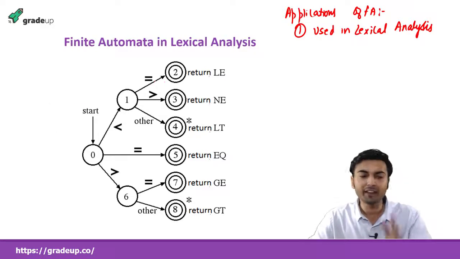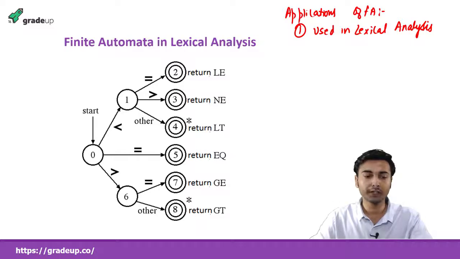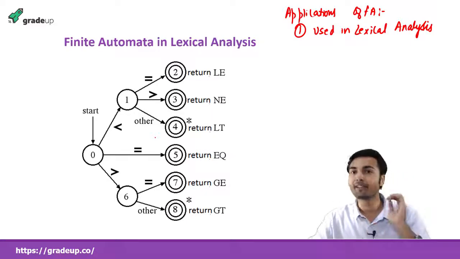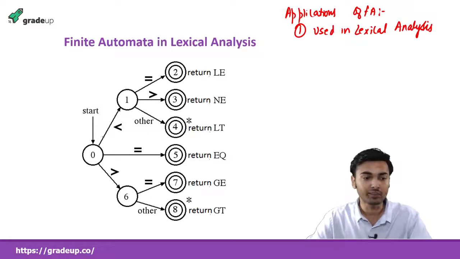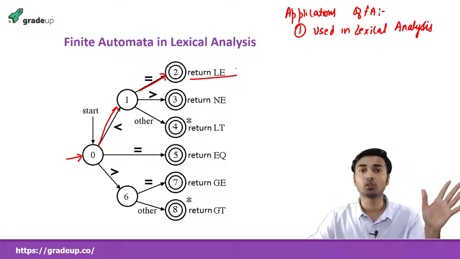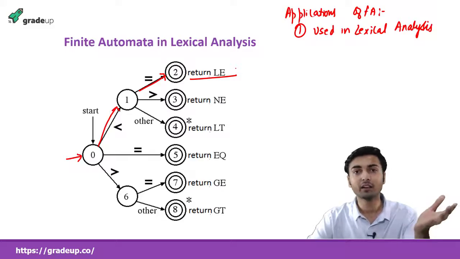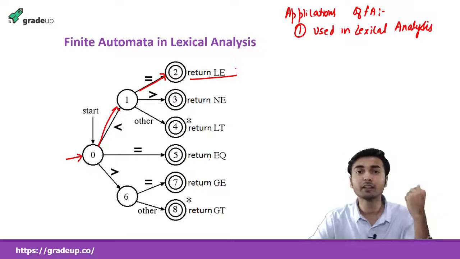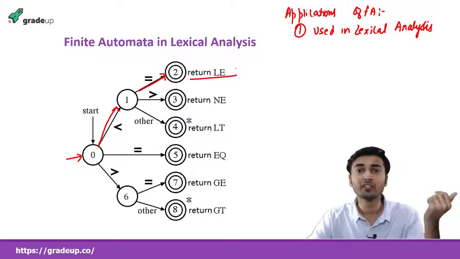See, I have taken a very small DFA. The final states are 2, 3, 4, 5, 6, 7 and 8. These are the final states. Now, what do these final states denote? See here, this is your starting state. Now see, less than equal to, you go like this. If you return less than equal to, these are operators, the comparisons you are going to perform.